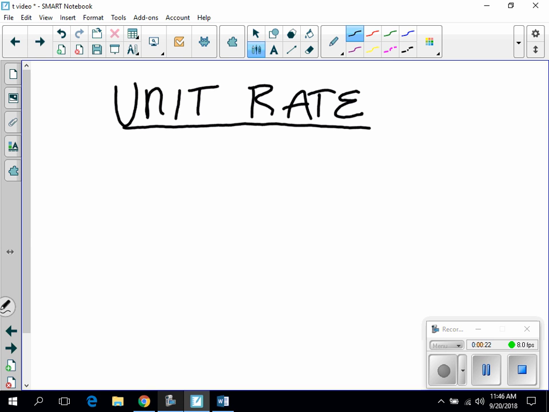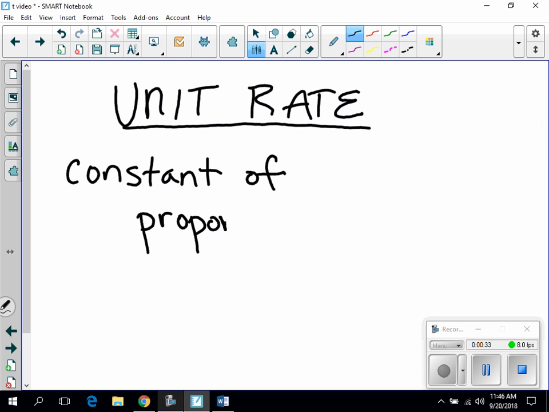There are a couple different names for unit rate. You can call it unit rate. You can also call it the constant of proportionality. And that's because when we look at a graph, you're going to see that it's a proportional relationship. We'll talk about that more in another video.